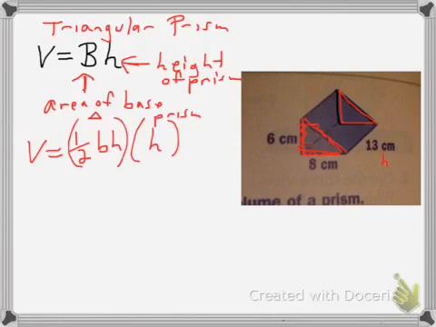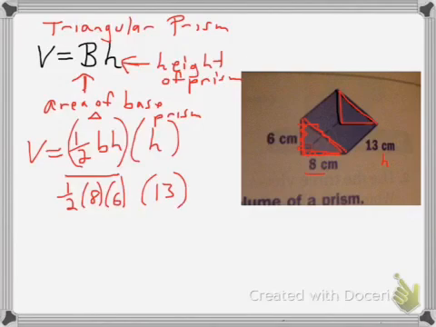Alright, so just right now, for this part, look only at the triangle. We're going to do 1/2. What's the base of the triangle? It would be 8. And the height of the triangle would be 6. And then the height of the prism, remember, it's the number between the 2 bases, between the 2 triangles, and that is 13.